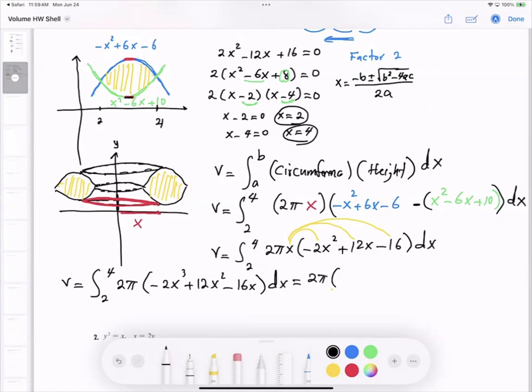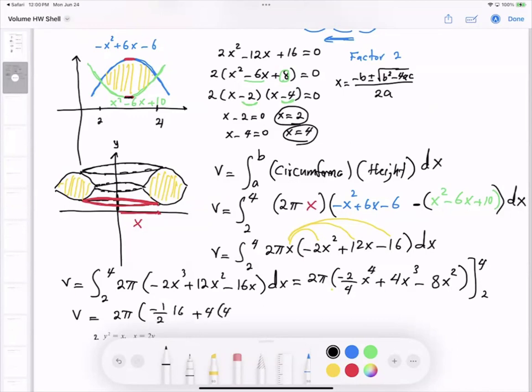Which in turn is equal to 2 pi times negative 2 over 4 x to the 4th plus 4x cubed minus 8x squared, where x ranges from 2 to 4. So the volume is equal to 2 pi. Let us plug in 4. You get negative a half times 4 to the 4th plus 4 times 4 cubed minus 8 times 4 squared. Minus, when you plug in 2, you get negative a half, 2 to the 4th.